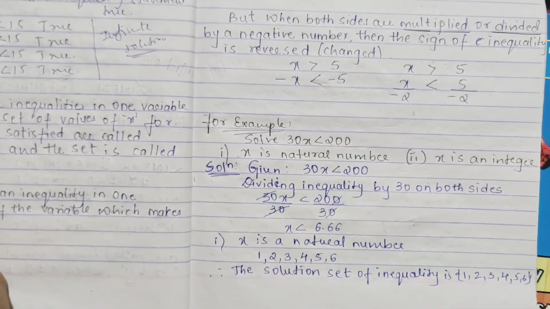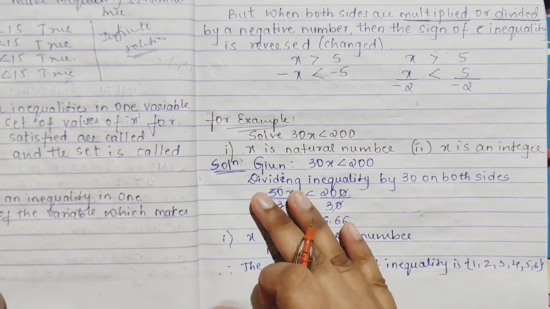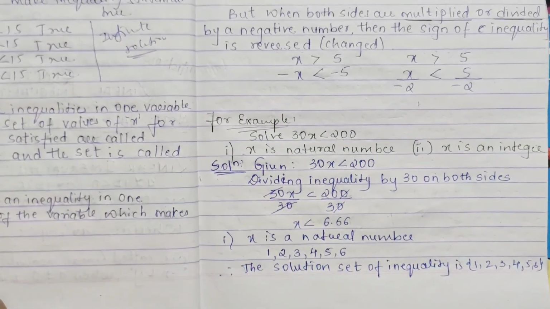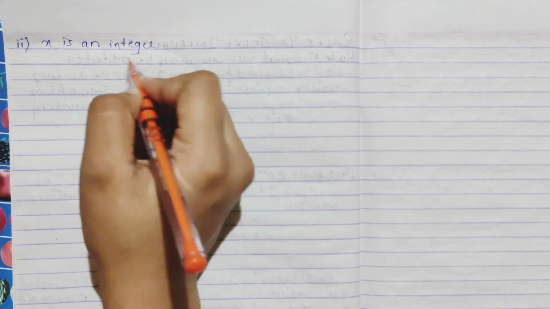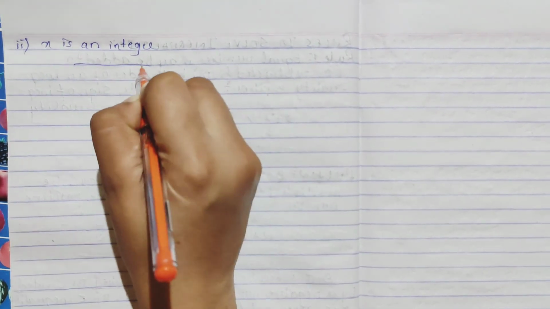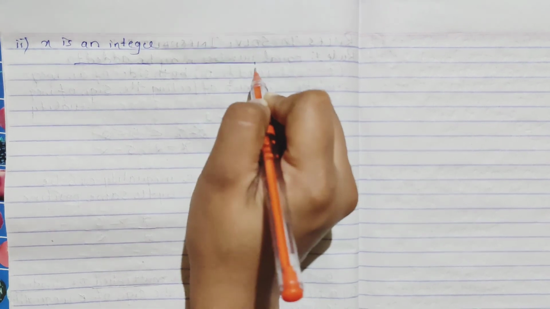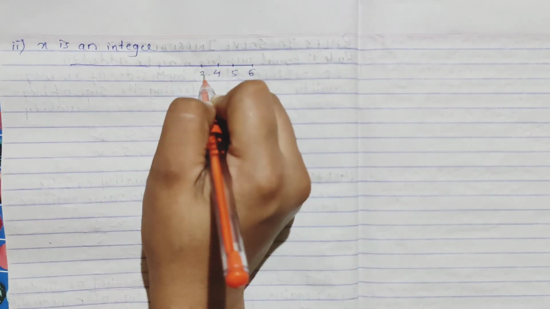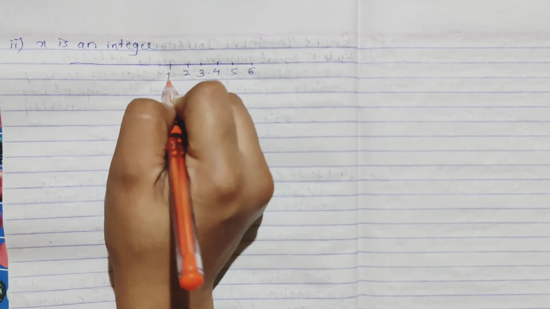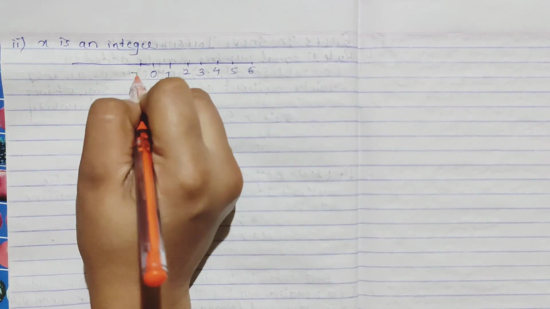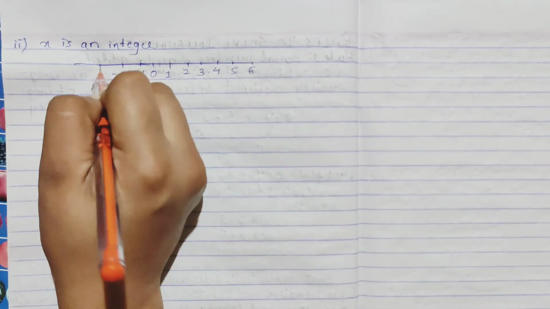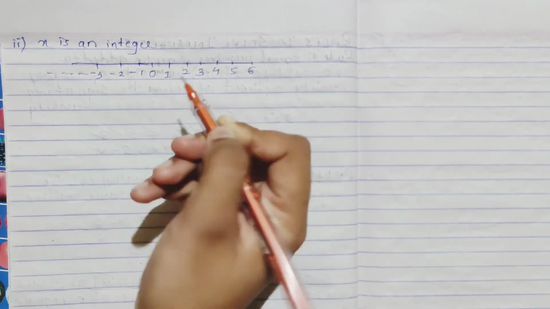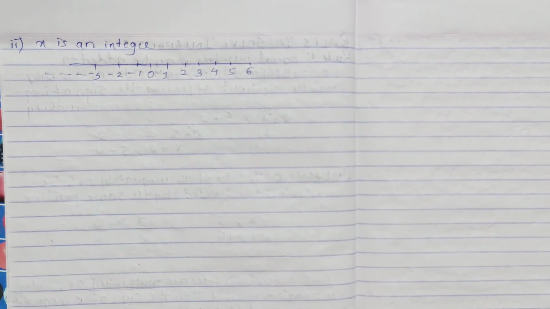Now second, they are telling x is an integer. Now x is an integer. Which are the points which are less than 6.6 in integers, right? So we'll see here. See, 6 is less than 5, 4, 3, 2, 1, 0, -1, -2, -3, so on it is there. The negative side are all less than 6.66, so up to so on it is.